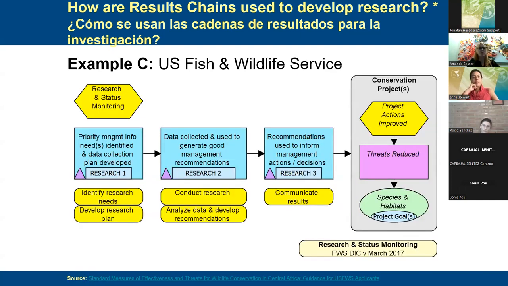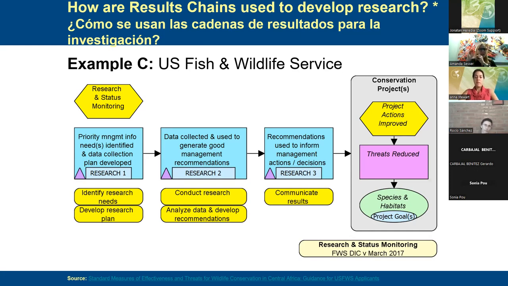So with the U.S. Fish and Wildlife Service, again, we're going to read it from left to right. The first activity, the strategy, is research and status monitoring. We're also going to identify research needs and develop a research plan. So those are the three actions or activities or strategies that are happening. And the first objective, the intermediate or the means objective, is that priority management information is identified, and a plan to collect those data is developed.